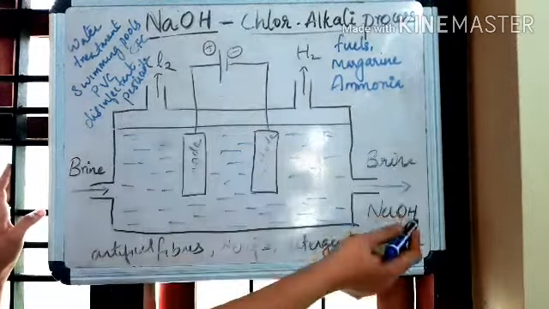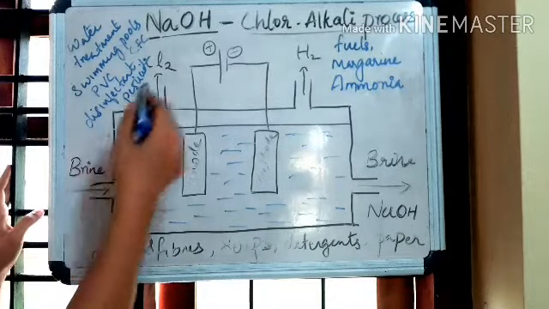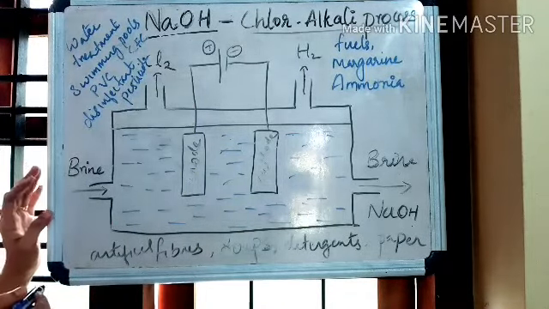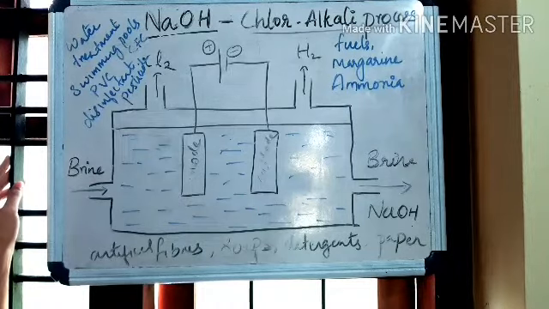All the products formed here are really important. First we can look at chlorine gas. What are the main uses of chlorine gas? Chlorine gas we can use for water treatment. If the water contains any bacteria, to kill the bacteria we can use chlorine. We chlorinate the water.